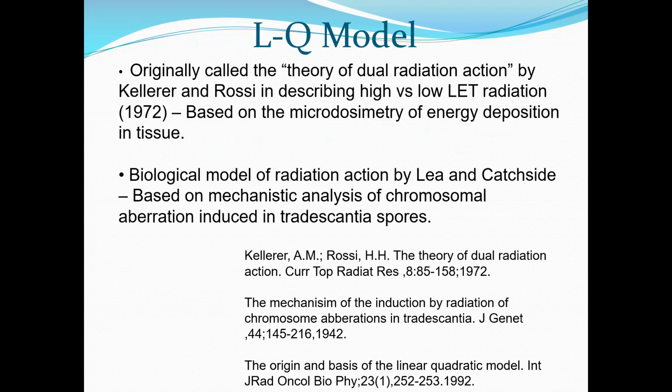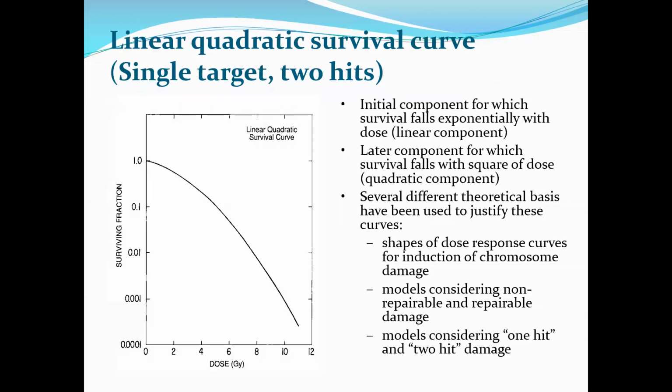Originally called the theory of dual radiation action by Kellerer and Rossi in describing high versus low LET radiation based on the microdosimetry of energy deposition in the tissue. Biological model of radiation action by Lea and Catcheside based on mechanistic analysis of chromosomal aberration, including those induced in Tradescantia spores. LQ survival curve.